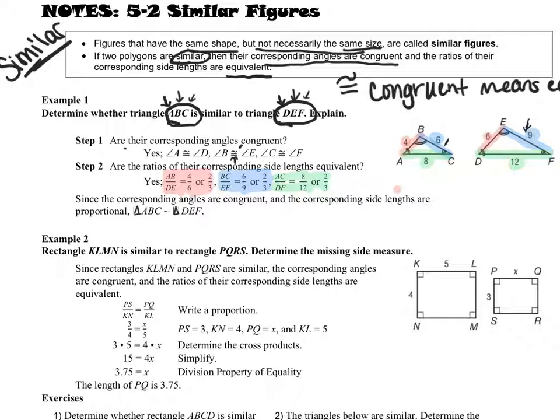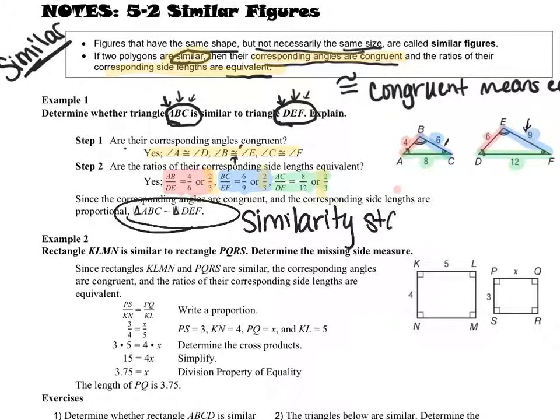Okay. So remember that we're deciding if these are proportional. By this wording, if two polygons are similar, their corresponding angles are congruent. We figured that out by this, right? And then the ratios of their corresponding side lengths are equivalent. We figured that out by them all simplifying to 2/3, right? So, yes, they are similar. This is the similarity statement right here. Triangle ABC is similar to triangle DEF. Okay? So that's my similarity statement right there.